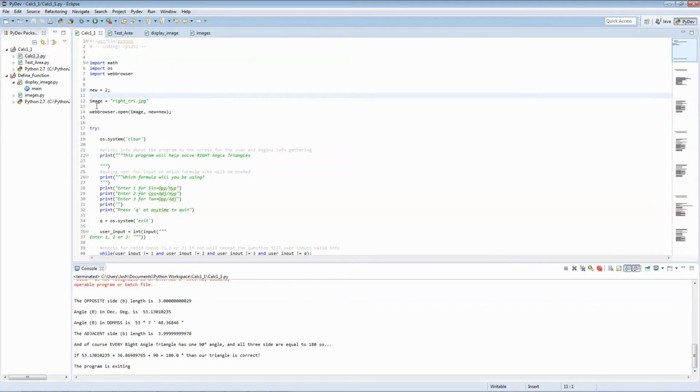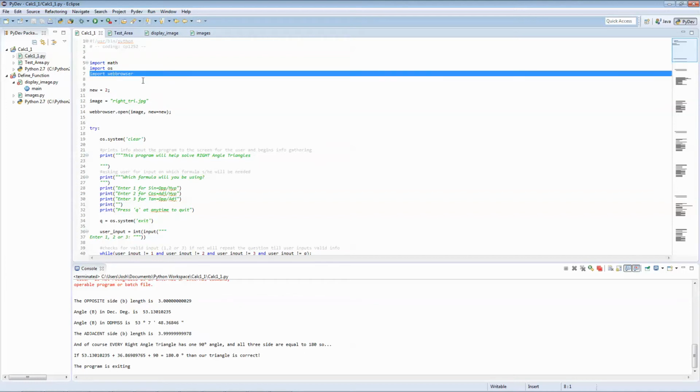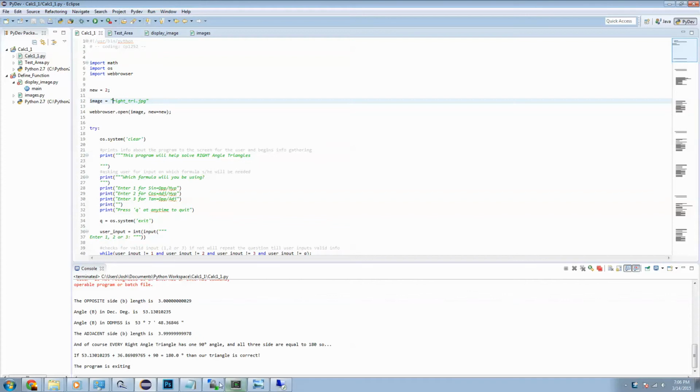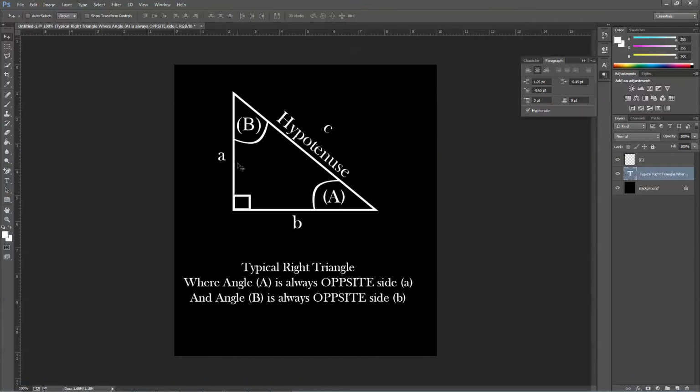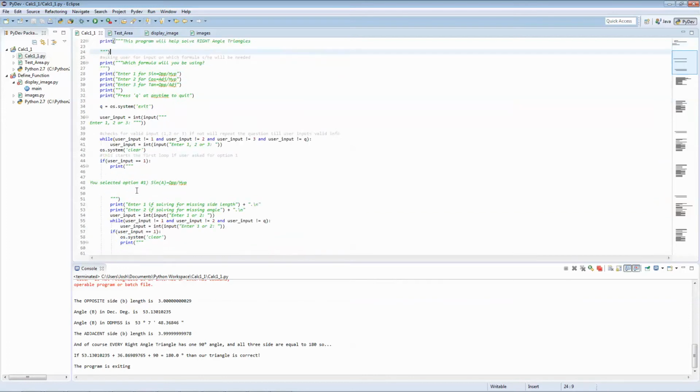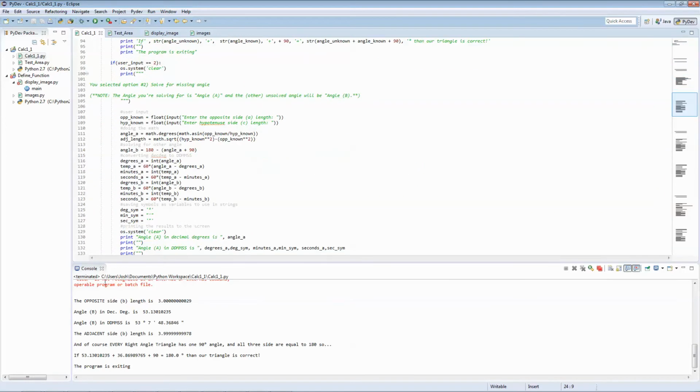I recently added this right here, import webbrowser, and then this image of a right triangle that I made in Photoshop down here. It just demonstrates sides, how angle A is opposite of side A, and angle B is opposite of side B. C is always the hypotenuse, at least in my calculator. So I made a picture and it pops up as soon as you start up the program. Then here you have the options, and you've seen this before, so I'm not going to spend much time on it, but with this program I'm able to run it here and show you what it looks like.